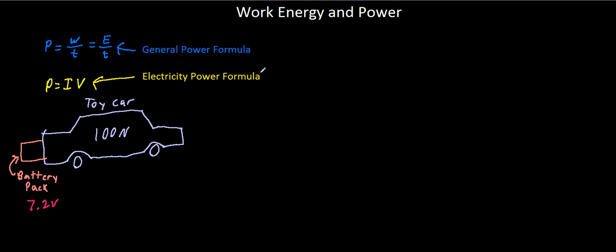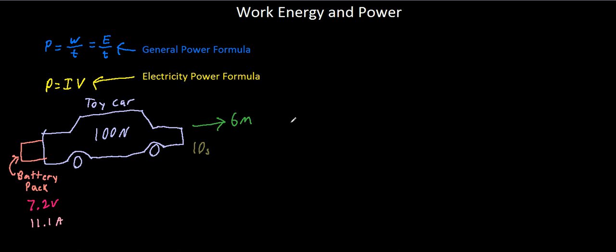And let's say we run this toy car, this remote control car, for 10 seconds. And when we do, let's say it travels, just to keep our numbers nice and simple, 6 meters. Let's say the current running through this battery pack while it's doing this work is 11.1 amps. So there's a few things to unpack about this problem.